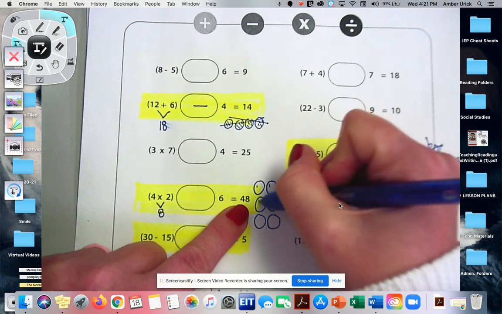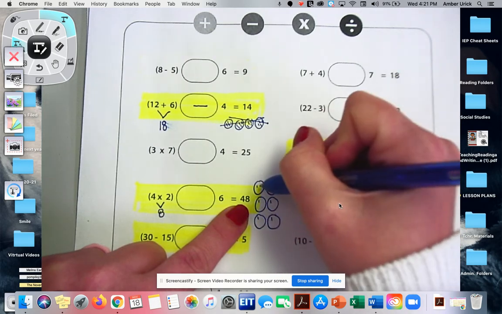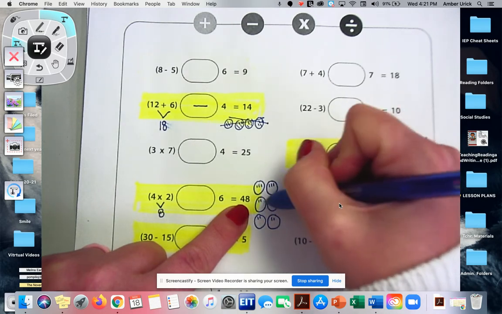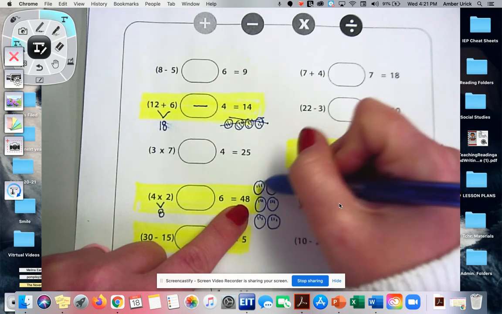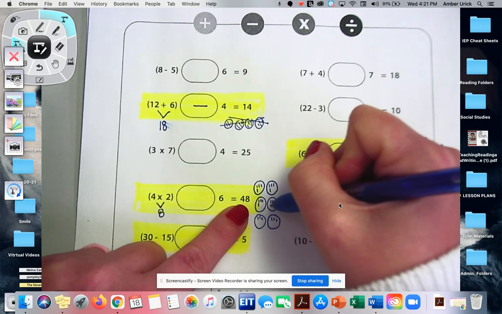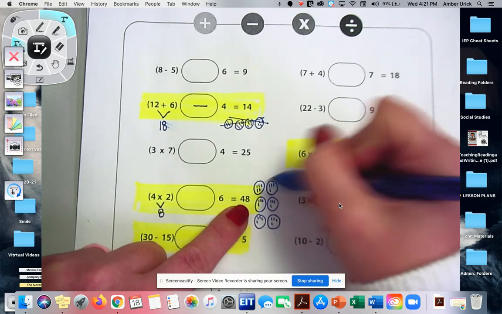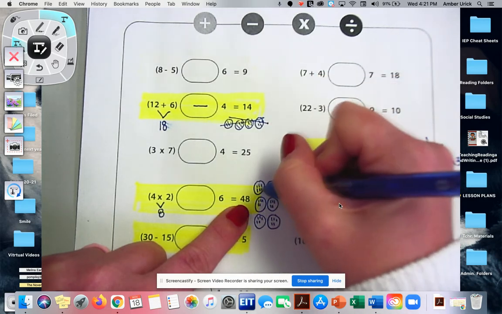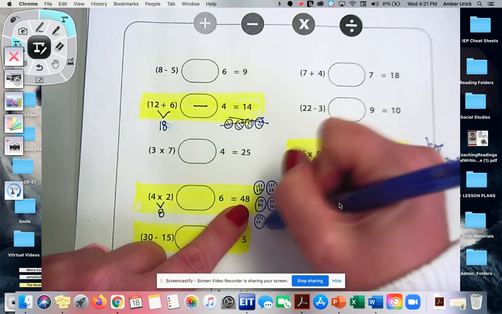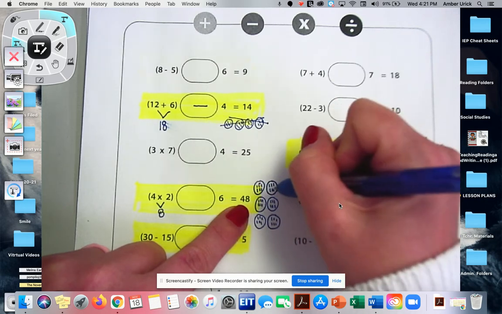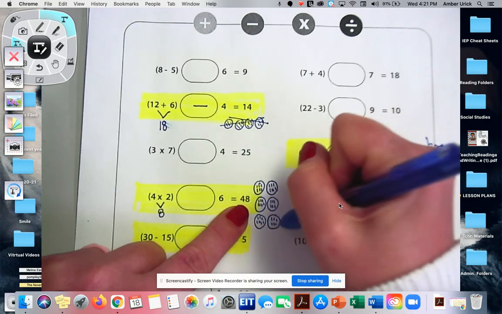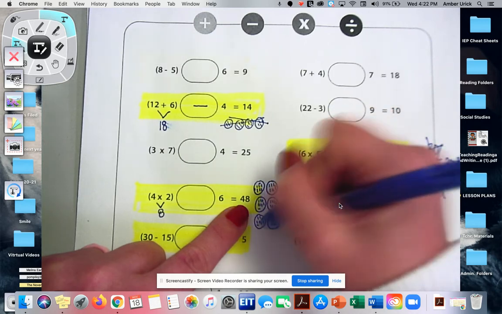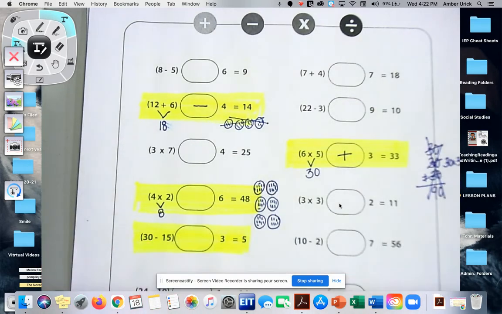1, 2, 3, 4, 5, 6, 7, 8, 9, 10, 11, 12, 13, 14, 15, 16, 17, 18, 19, 20, 21, 22, 23, 24, 25, 26, 27, 28, 29, 30. Still not there. 31, 32, 33, 34, 35, 36, 37, 38, 39, 40, 41, 42, 43, 44, 45, 46, 47, 48. Oh no.